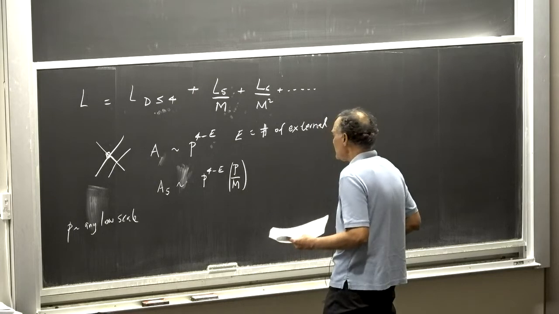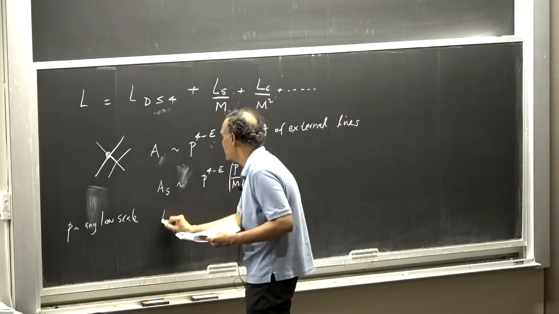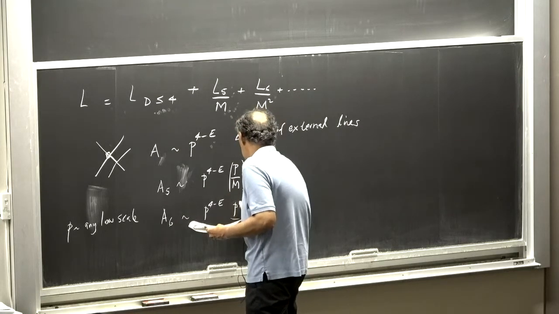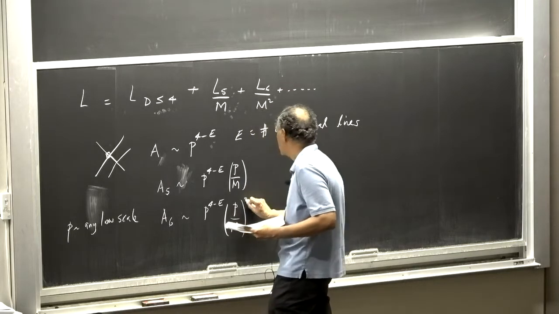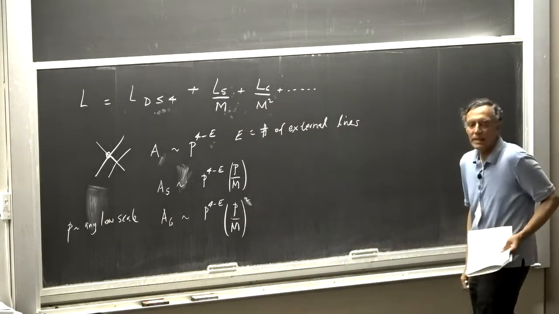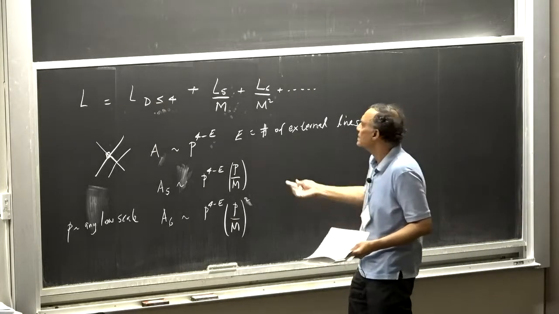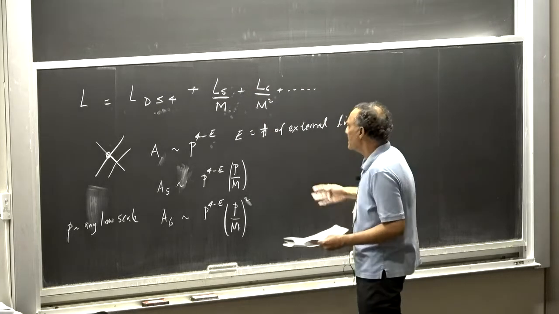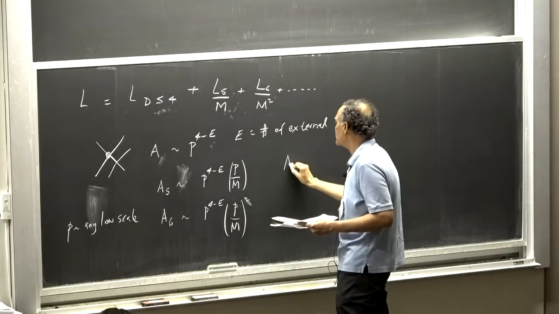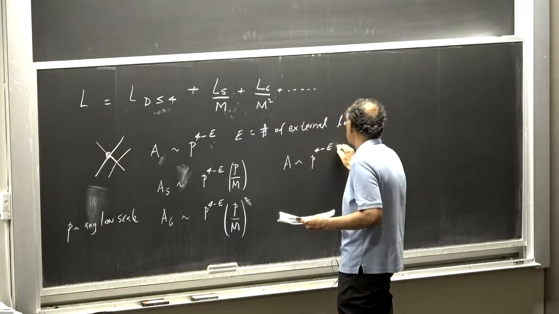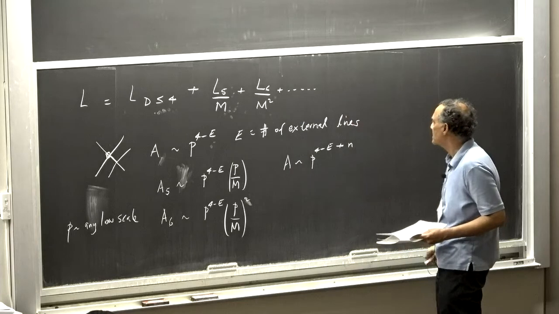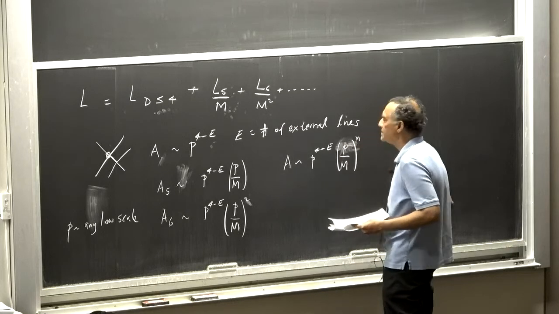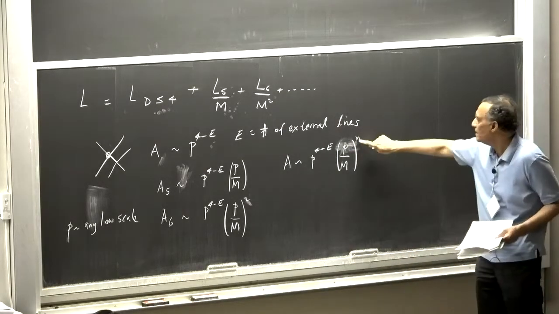OK. Now, if I had an insertion of one of these, the dimension 6, I would get a factor of p over M squared. Now, what happens if I have some diagram with 5 insertions of L5 and 3 insertions of L6 or whatever? Well, it's pretty easy to see that you're going to get an amplitude which goes like p to the 4 minus e times p over big M to the n.